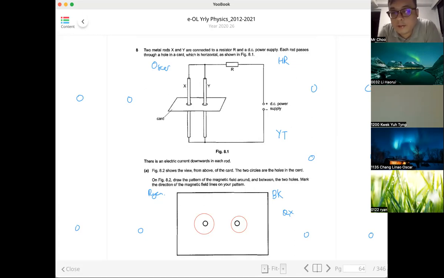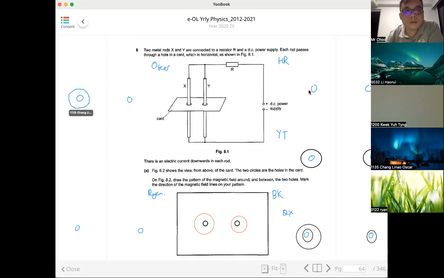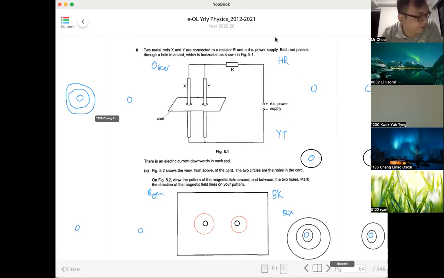Right, what is PID? What is PLD? Personal learning device. Personal learning device cannot draw. Then Ryan, you'll be the last to go.